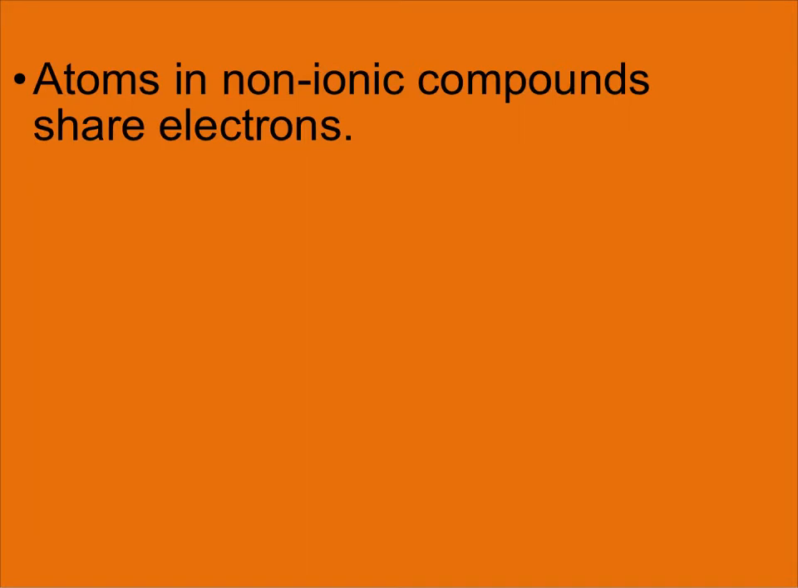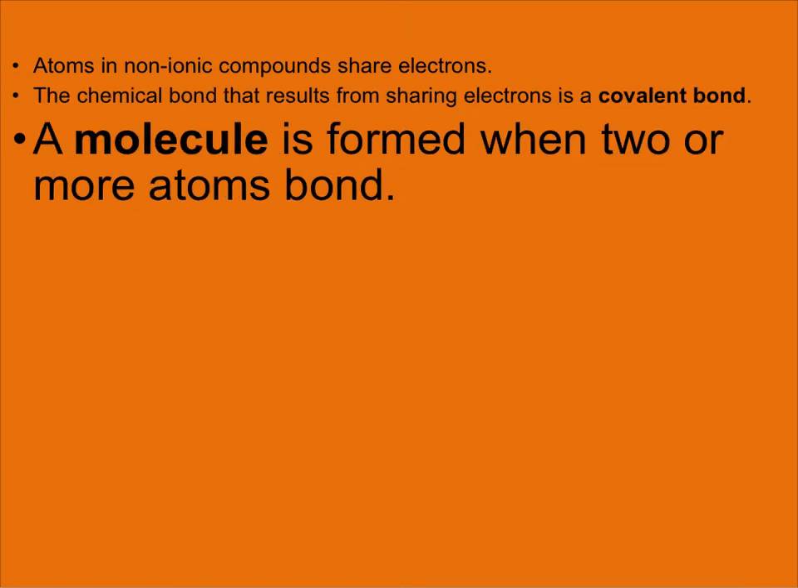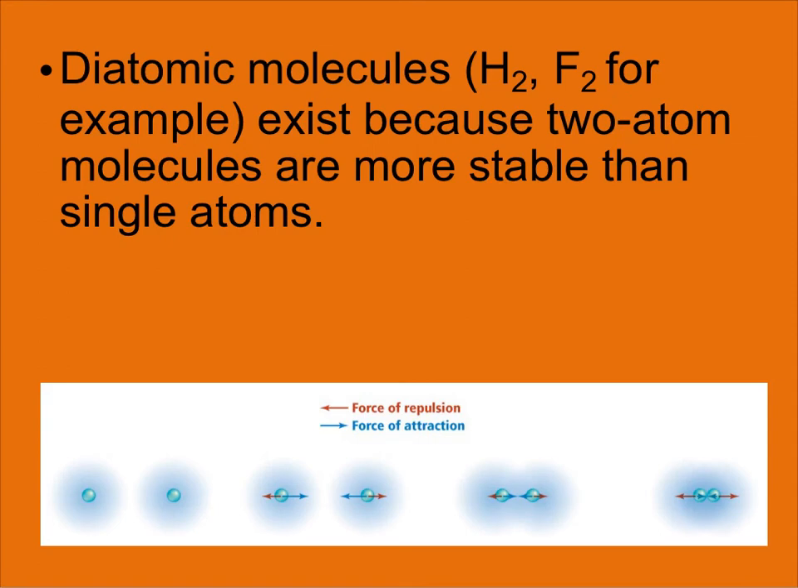So atoms in non-ionic compounds share electrons, right? The chemical bond that results from sharing, we already talked about this, is covalent bonds. And a molecule is formed when 2 or more atoms bond. So here, going back, review for vocab from chapters and chapters ago. Diatomic molecules. Okay, diatomic molecules are anything like H2, F2, O2 that exist because 2 atom molecules are more stable than single atoms. So you're never just going to have oxygen sitting out in nature on its own. There's always going to be 2 of them together.